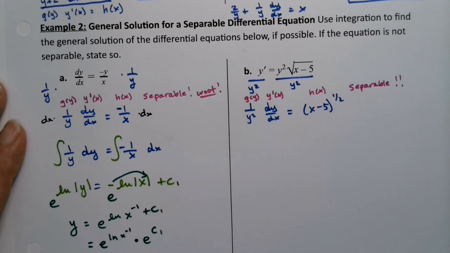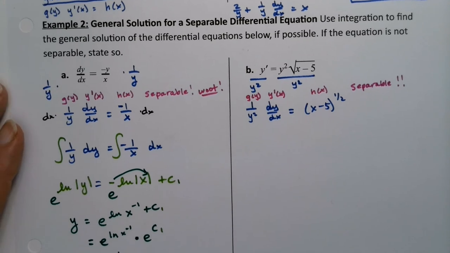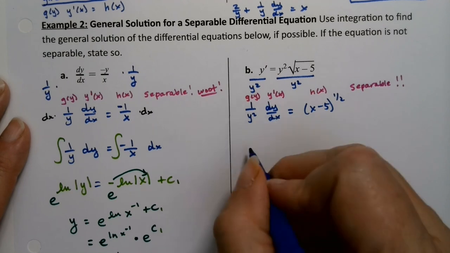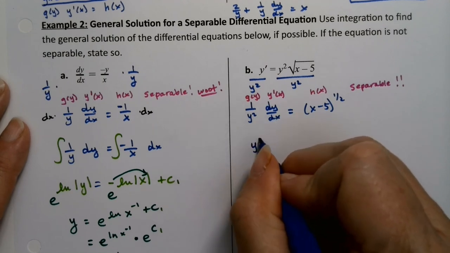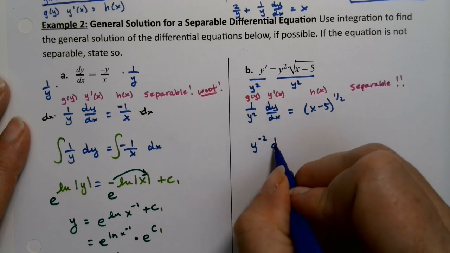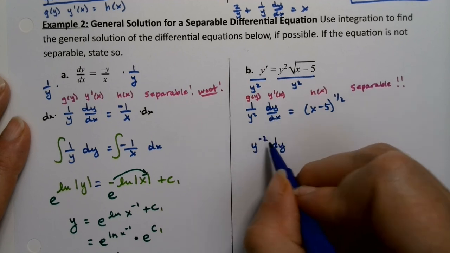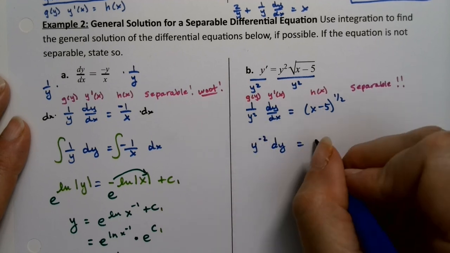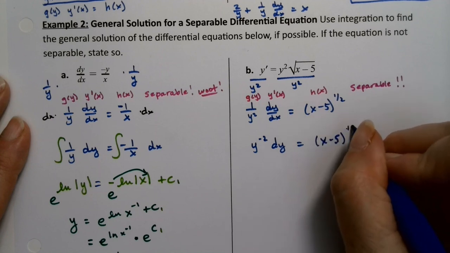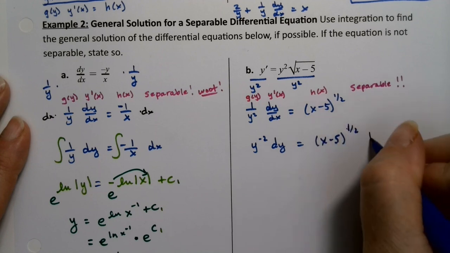All right, since it's separable, that means that we can find the integral, but first we have to get the differential dx out of there. So it's y to the negative 2. I'm just going to rewrite that since I know I'm about to integrate it. I'd be happier with the power rule. So y to the negative 2 dy equals x minus 5 to the 1/2 dx.